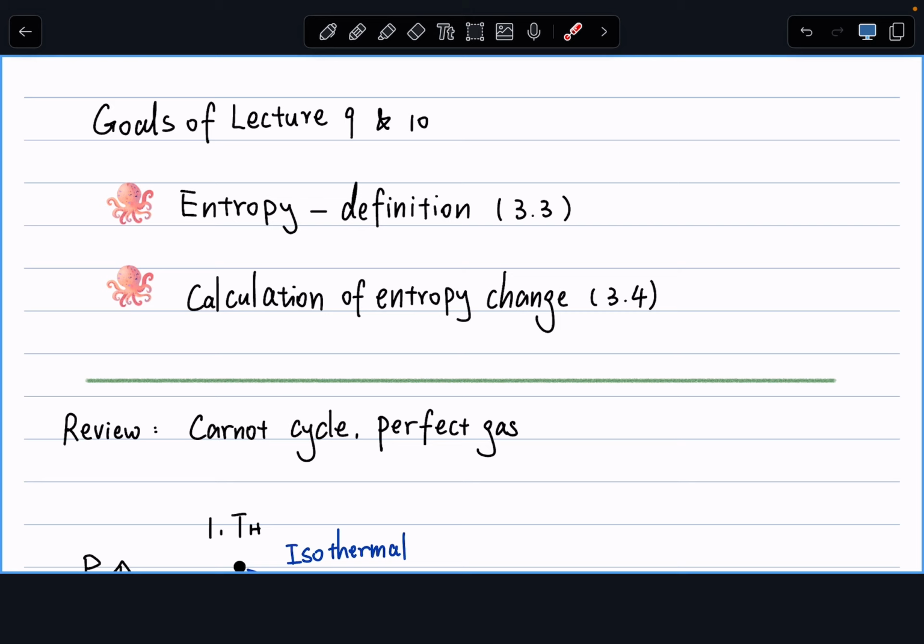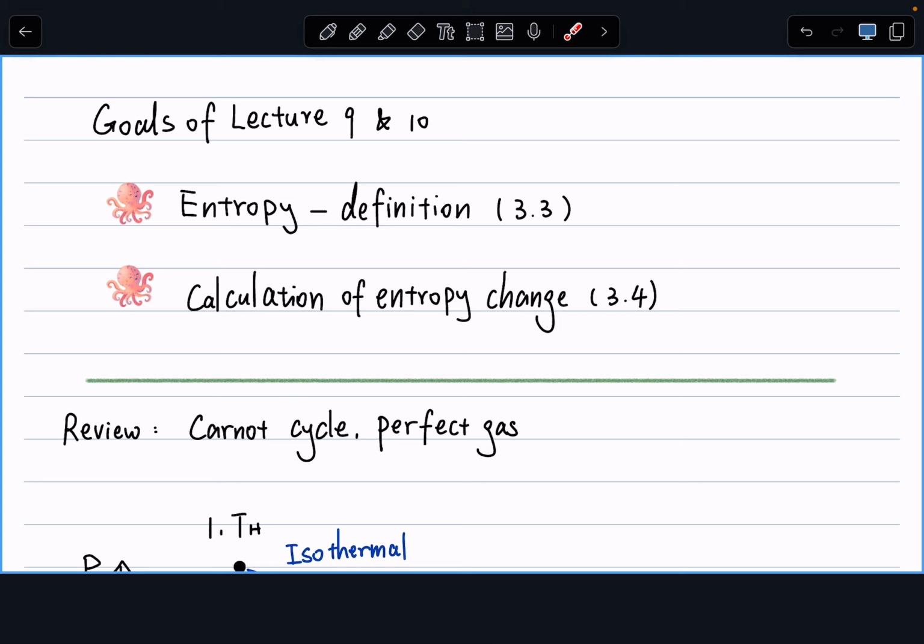Welcome back to our entropy lecture. This is going to be our second lecture of chapter 3. In our last lecture, we went over the very long term of the second law of thermodynamics. We also went over definitions of heat engine and what efficiency means in a heat engine. And then we went over a specific case called the Carnot cycle.